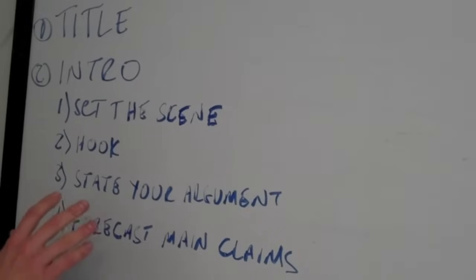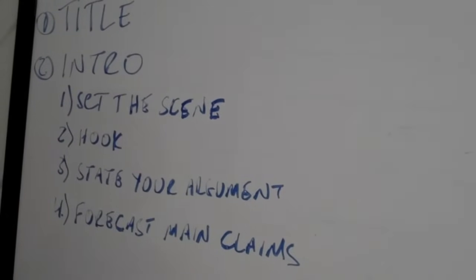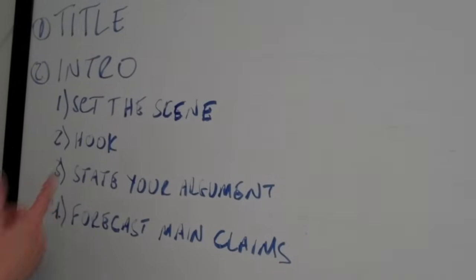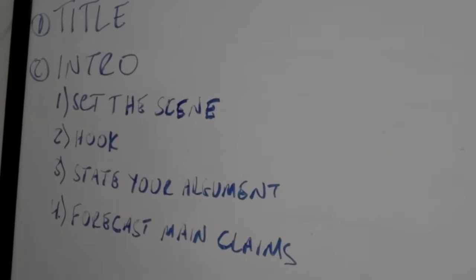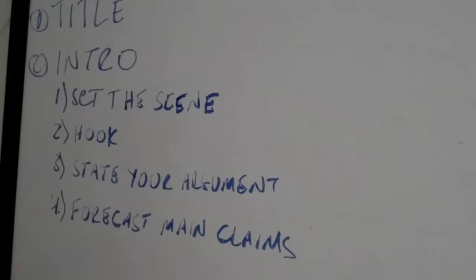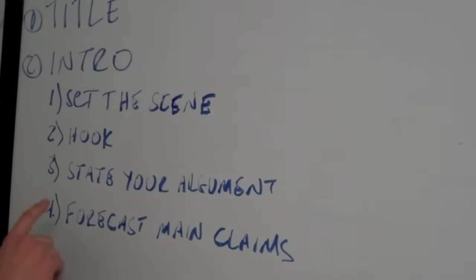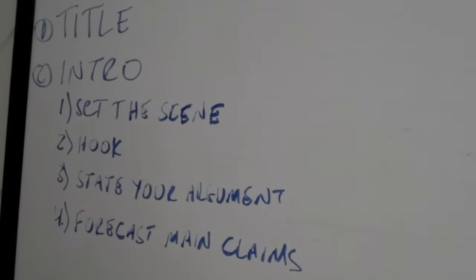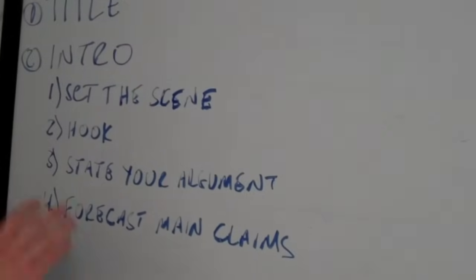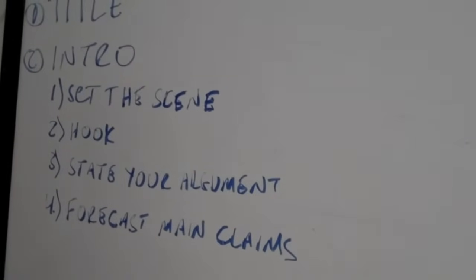So the first thing you want your intro to do is to set the scene. Tell me what you're going to talk about. Tell me where I am. Give me some context. Then you're going to give us a hook. Why should we read this paper? Why do I care? What's interesting about your take on this situation? And then you're going to state your argument. This is your thesis. Give me your topic. And then you're going to finish your intro by forecasting your main claims.